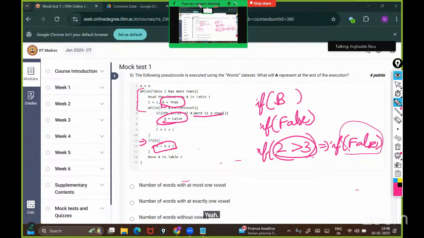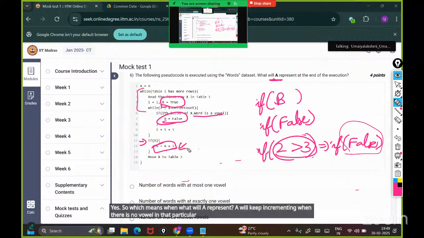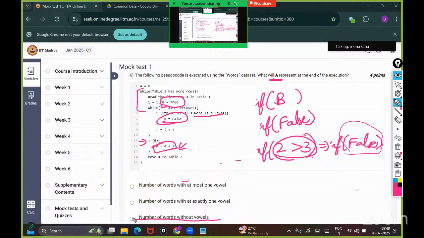Yeah, so that means if B is true. Yes. So when that happens, what will A represent? A will keep incrementing when there is no vowel in that particular word, which means A counts the number of words without vowels. If B is true, then A will increment.